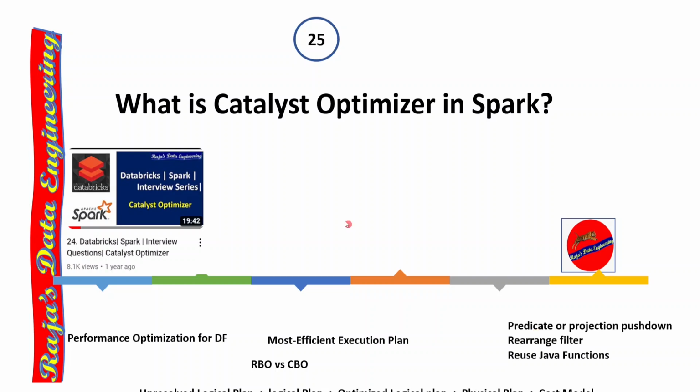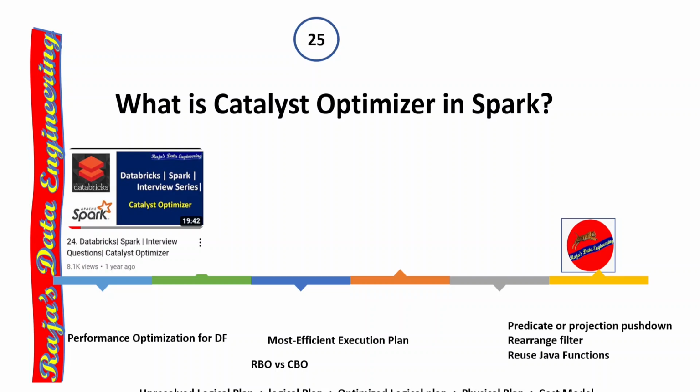I have already posted one video, video number 24. Here I have given a detailed explanation for Catalyst Optimizer. In case you haven't watched, you can watch it so that you can answer in a better way. So Catalyst Optimizer is one of the performance optimizations for DataFrames, because it understands the DataFrame code. Based on that, it creates an unresolved logical plan. Then it converts the logical plan based on the schema.